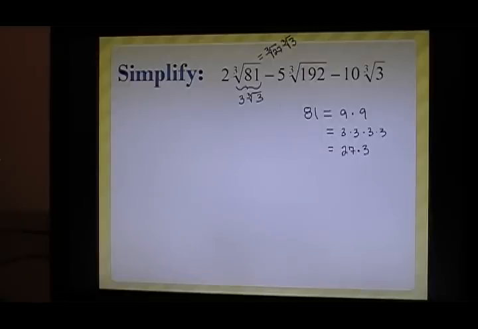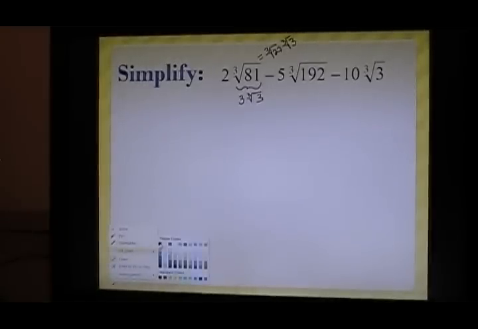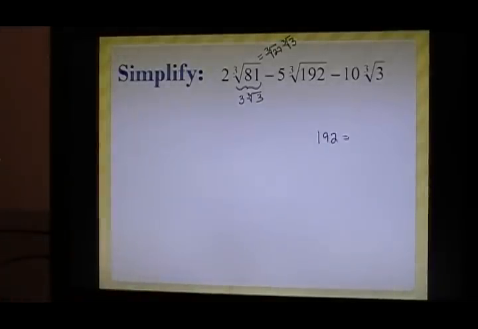Let's work on our 192. I'm going to get this out of my way so I've got some more room. You can just use the extra right side of your paper to do some work here. So 192, it ends in an even number, so I know it's divisible by 2, so I'll just start there. So 2 times what? 192 divided by 2 would be 96. I don't recognize either of those as being perfect cubes, so let's try to mess with the 96 some more.